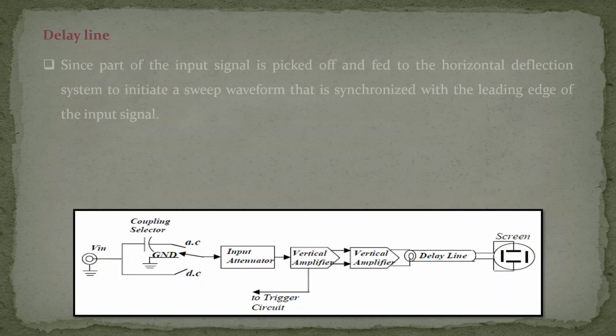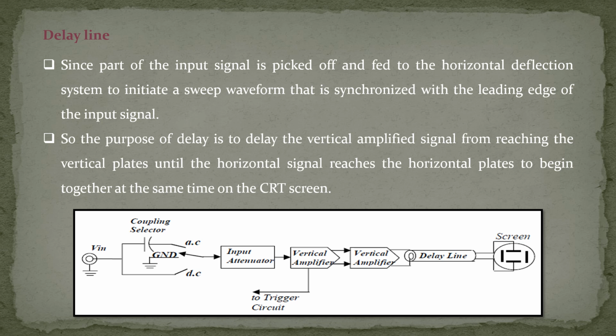Delay line. Part of the input signal is picked off and fed to the horizontal deflection system to initiate a sweep waveform that is synchronized with the leading edge of the input signal. So, the purpose of the delay is to delay the amplified vertical signal from reaching the vertical plates until the horizontal signal reaches the horizontal plates, so that both begin together at the same time on the CRT screen.